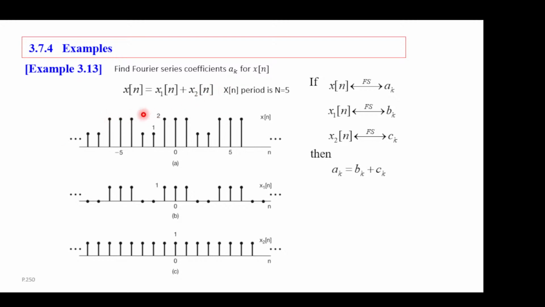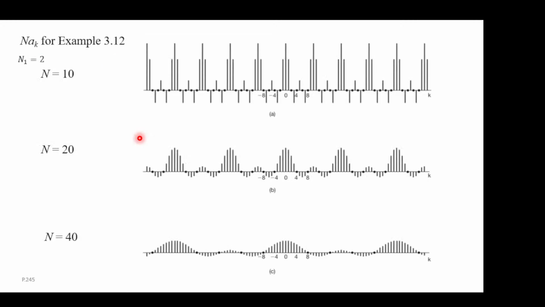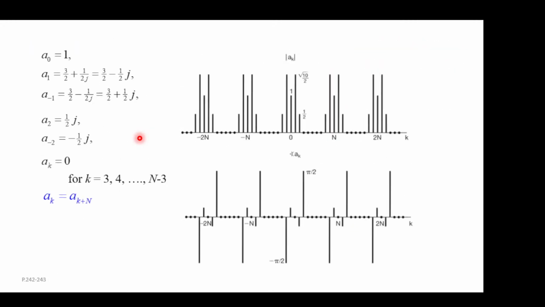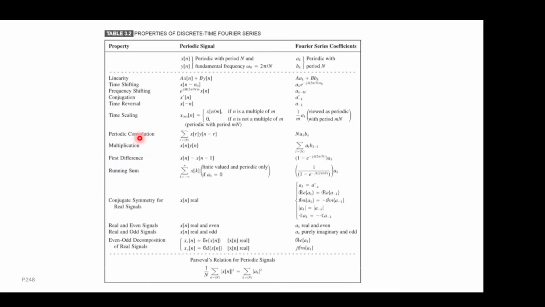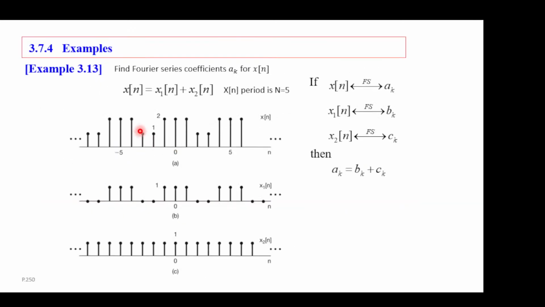We want to use some of the properties we learned to find these Fourier series coefficients. Obviously you can brute force with your analysis equation, summing over one period to find it, but we want to do it a little smarter. So we break it into two signals. One signal is a constant 1, which we call x2. Then if you subtract 1 from the original, you're left with 0, 0, 1, 1, 1, 0, 0, 1, 1, 1. So this is x1.